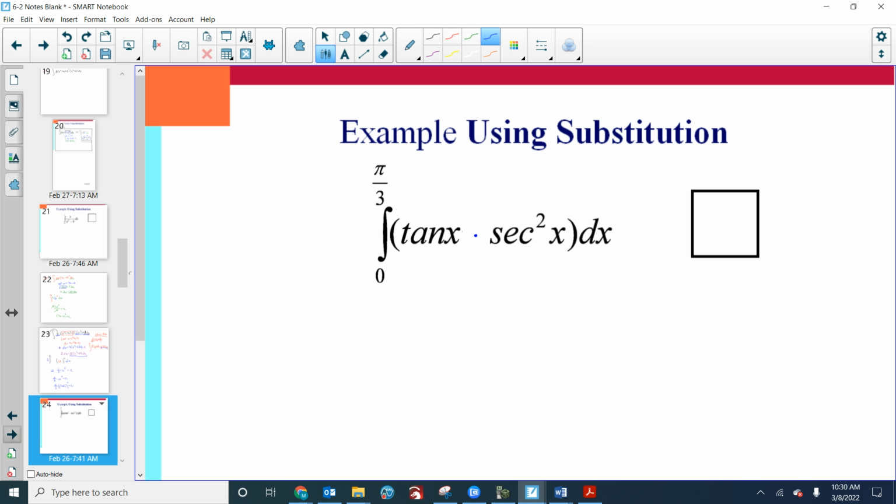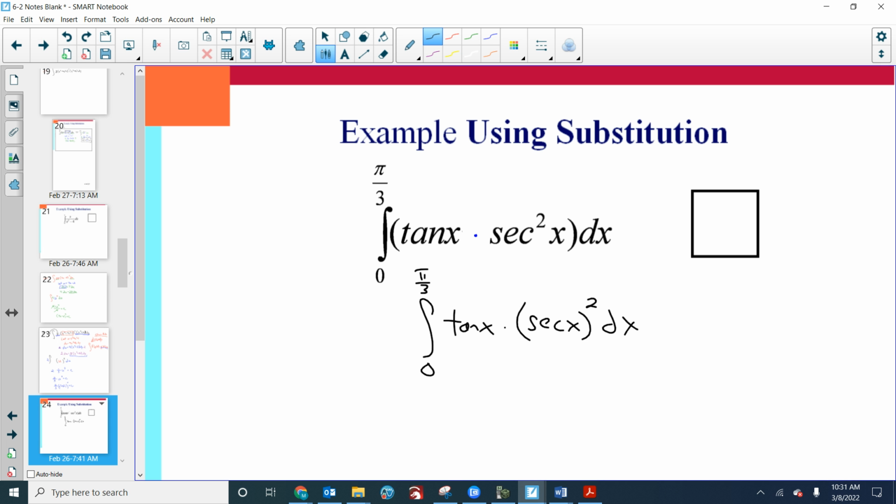All right. I know you're not done. Decision time. Should we let u equal... Well, what are our choices? Let u equal tangent x, secant squared x, both? No, probably not those. Secant x. Isn't secant squared x really secant of x quantity squared? So another way to write this is tangent of x times secant of x squared dx.